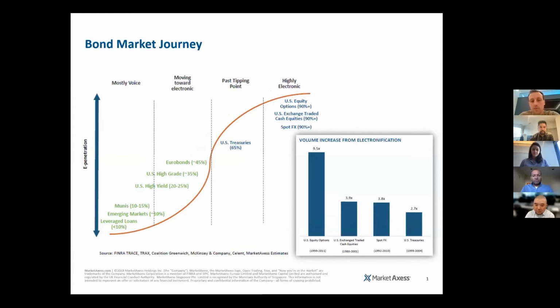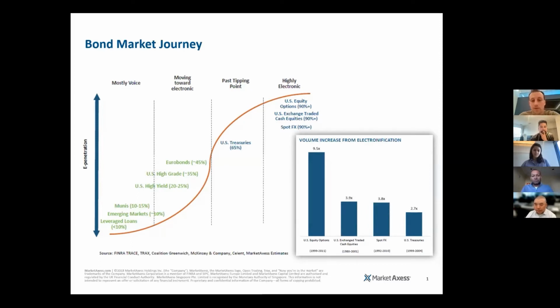And to start, I will preface this by saying that what people usually know about financial markets comes from the equity markets. And the bond markets are quite different from the equity markets, as you can see from this slide. The level of electronification is very different. 90% of trades are happening electronically in the equities market, whereas it's along the lines of 20 to 45% for the bond markets, Euro bonds, US high grade, US high yield, and lower for other sub parts of the market.